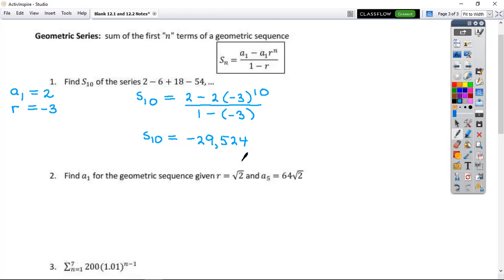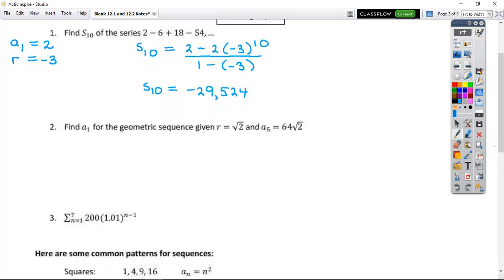Okay, so number 2, find a sub 1 here for the geometric sequence given an R value and given the fifth value. So now you're not using your sum formula anymore. You're going to use your explicit formula instead. So I'm going to go a sub n equal to a sub 1 times r to the n minus 1. So I have a sub 5 in this case that's given.